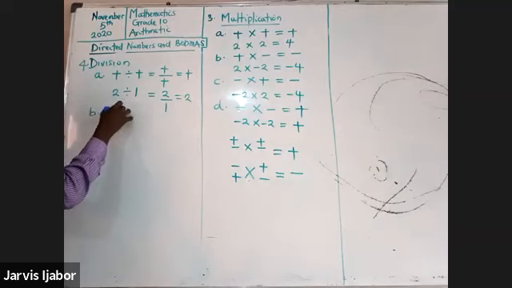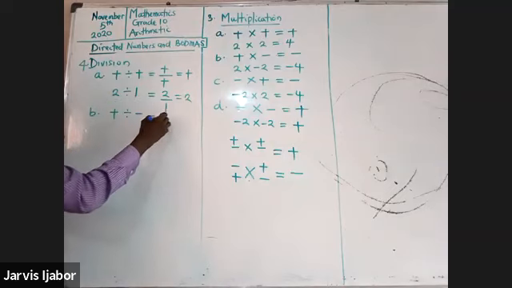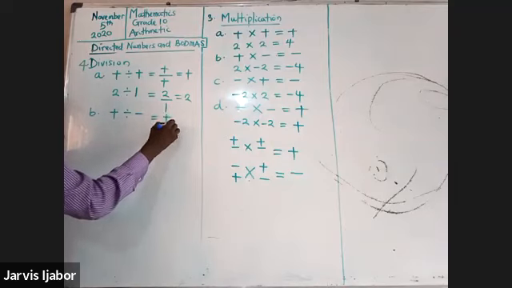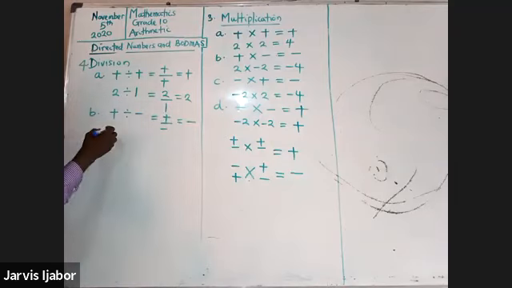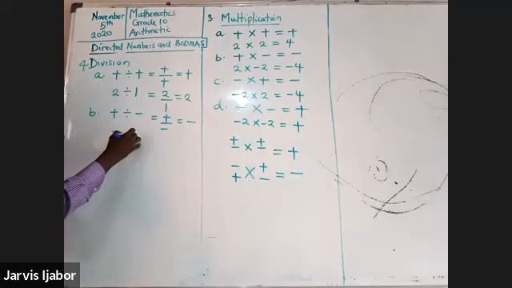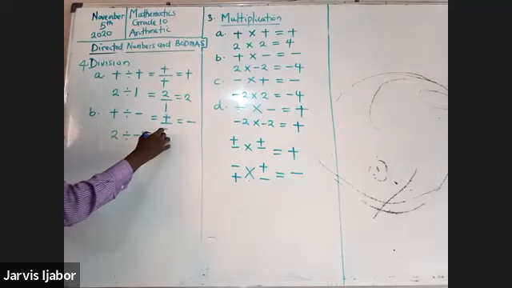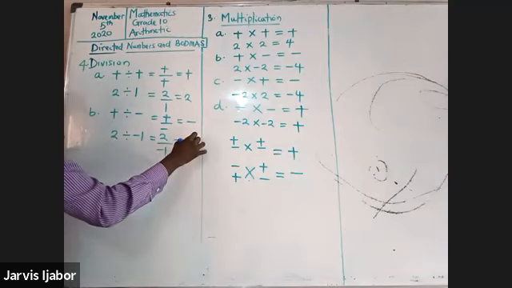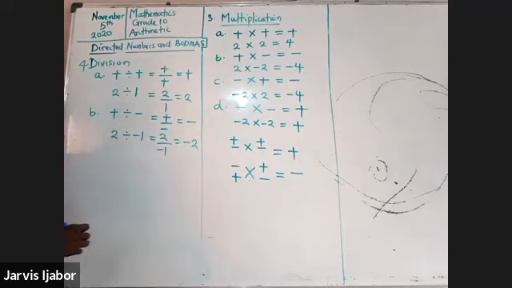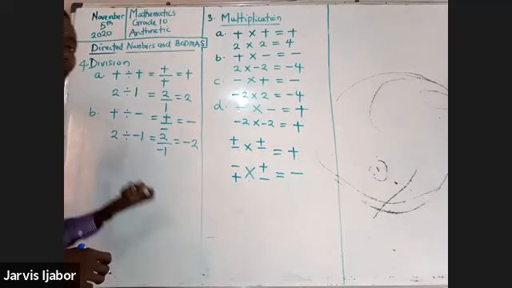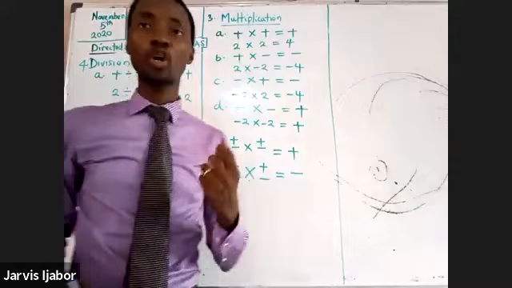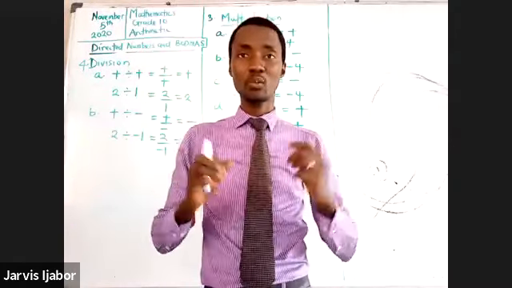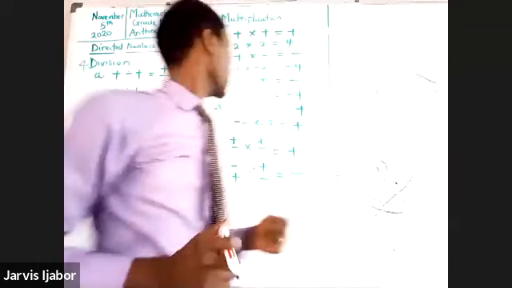Therefore, B, if I say positive divided by negative, it will be positive over negative, which will be what? Negative. Another scenario is 2 divided by negative 1, which will be 2 over negative 1. And that will be what? Negative 2. Take note of something. The negative has a dominant effect also when it comes to division.